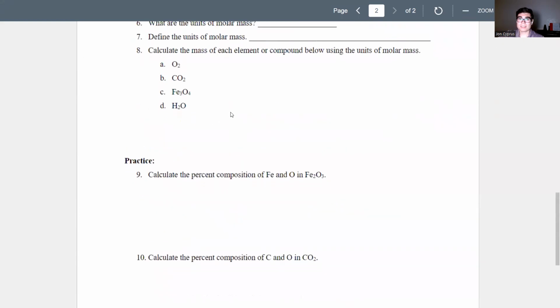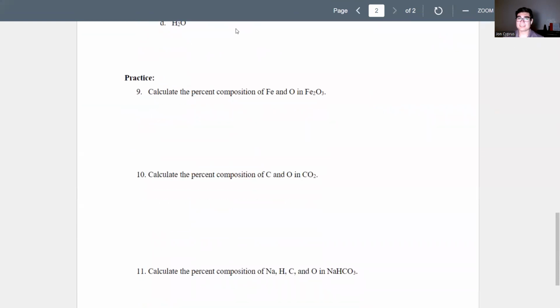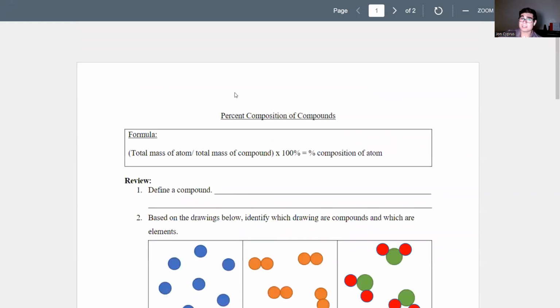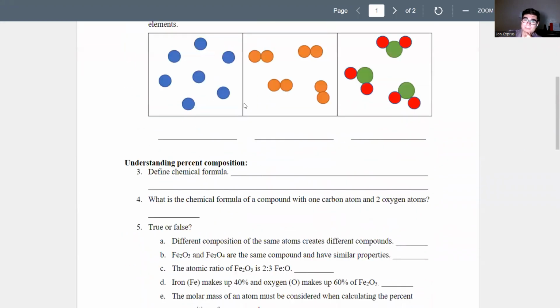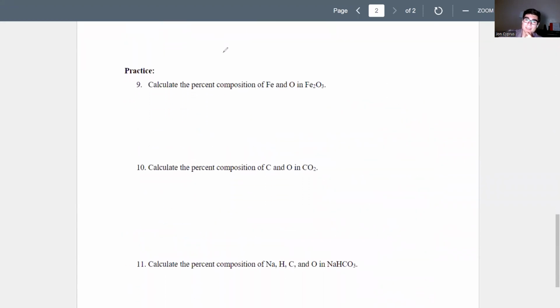All right. Now, practice. It says calculate the percent composition of FeNO and Fe2O3. So we're given a formula all the way up here. It says the total mass of atom divided by the total mass of compound times 100% is equal to percent composition of an atom. So what we're going to do is first find the mass of both of these, or specifically the mass of iron in this, and then we're going to divide it by the total mass.